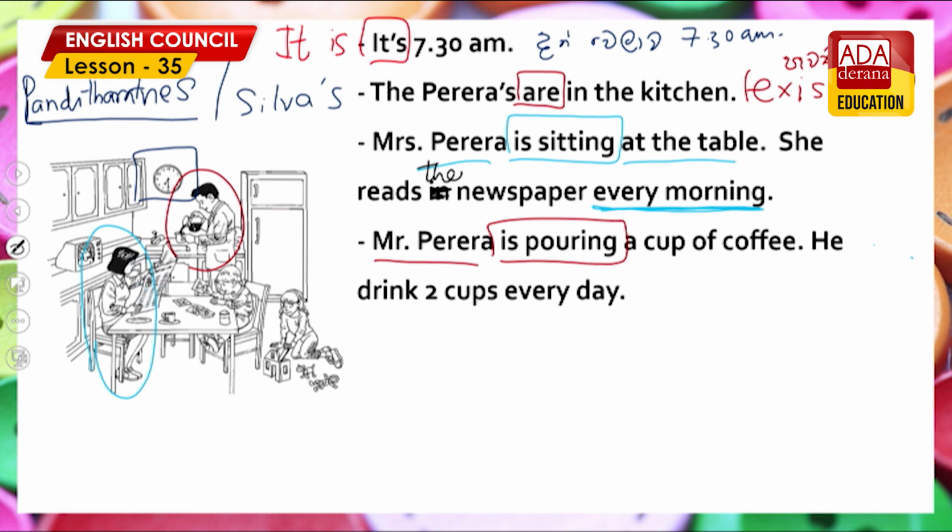Look at the next sentence. He drinks two cups every day. Now, let's say in the exam, they ask you to describe the picture. You won't have this second line.